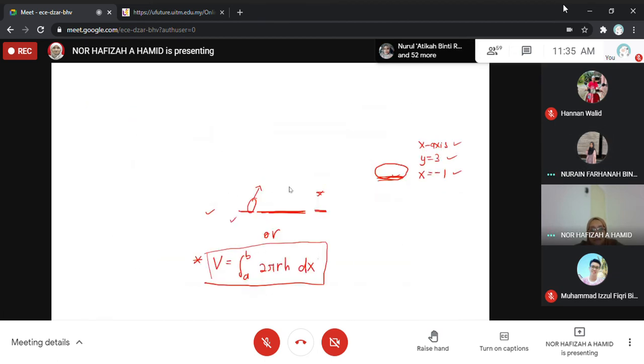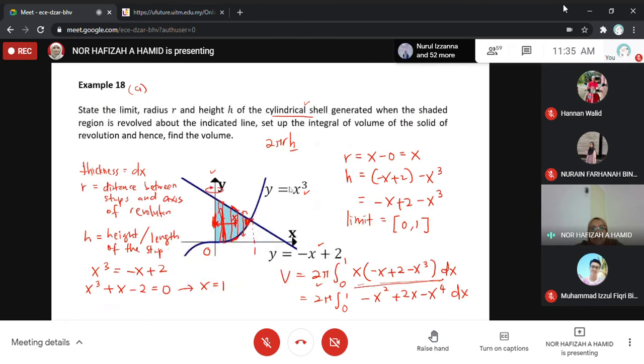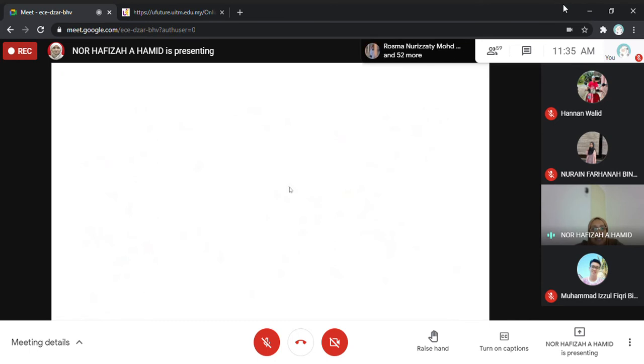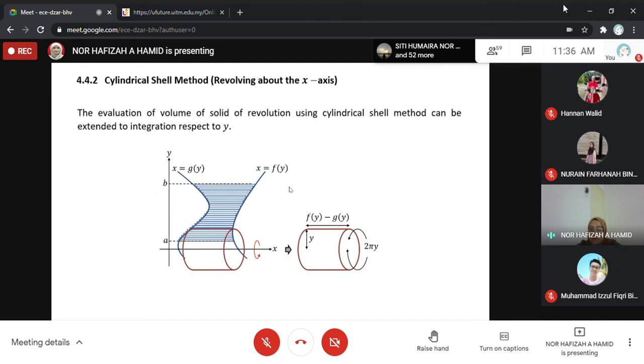Boleh. Okay. So yang ini formula tadi kita nak revolve at the Y. So kita nak extend lagi into axis of revolution is at the X axis pula. Okay, so ni cylindrical method revolving about the X axis. Kalau revolve at the X axis, we draw a strip parallel to the X axis. So we need to draw horizontal strip. So horizontal strip, the radius is Y.